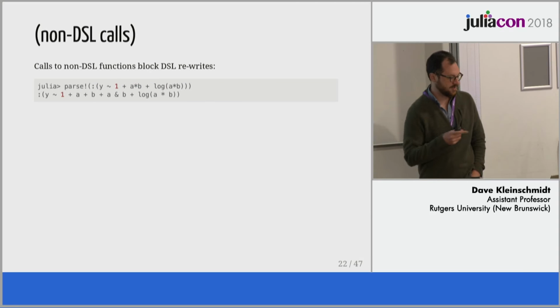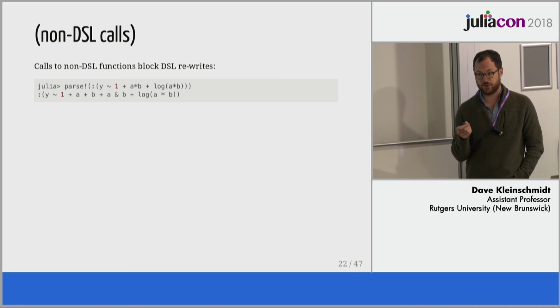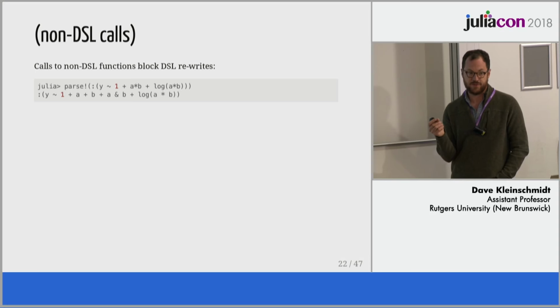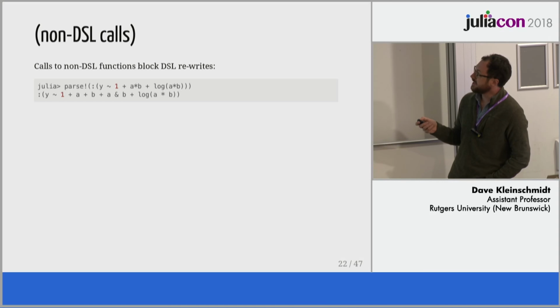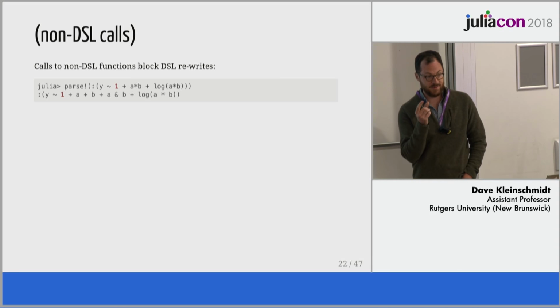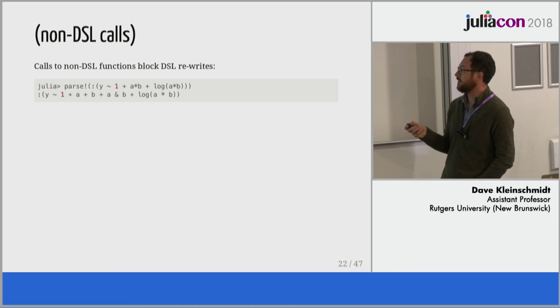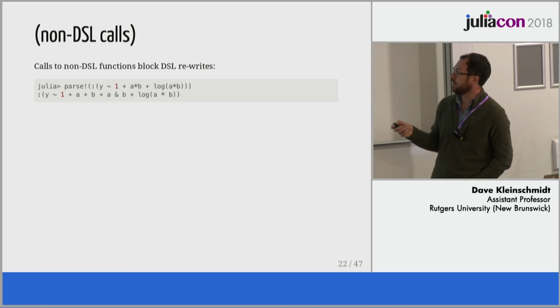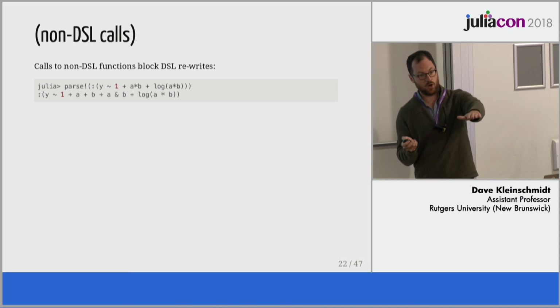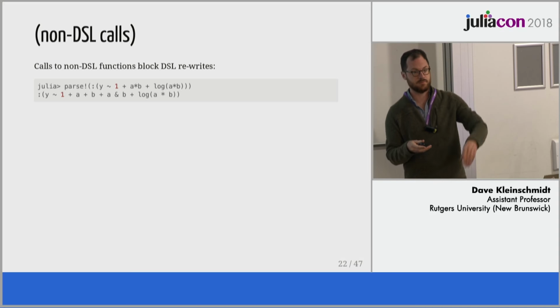Okay, now, just an aside, how do we handle calls to functions in the expression that are not part of the DSL, right? The first thing is that a call to a function like log that doesn't have a special meaning in the formula DSL blocks the DSL rewrites during the parse stage, right? So here the A star B is expanded as before, but inside the log it's not, right? As soon as you hit a call that's not part of the DSL, you just stop the parsing, okay?